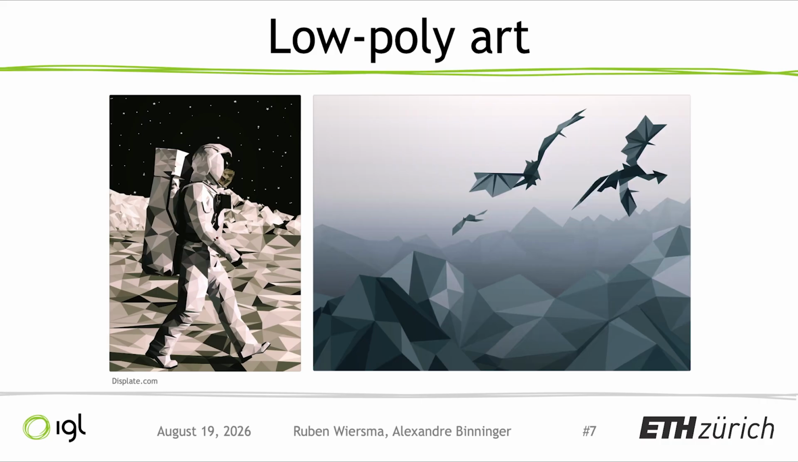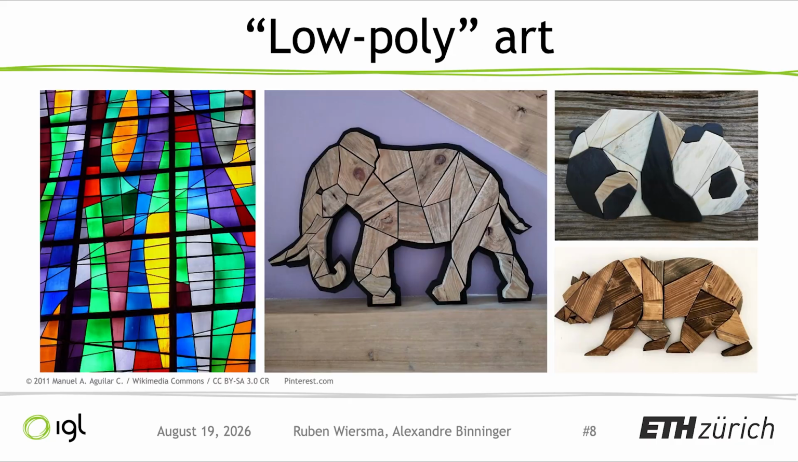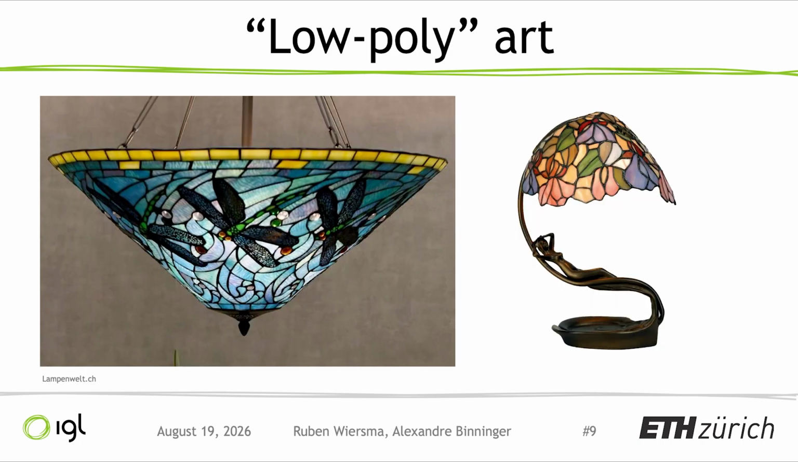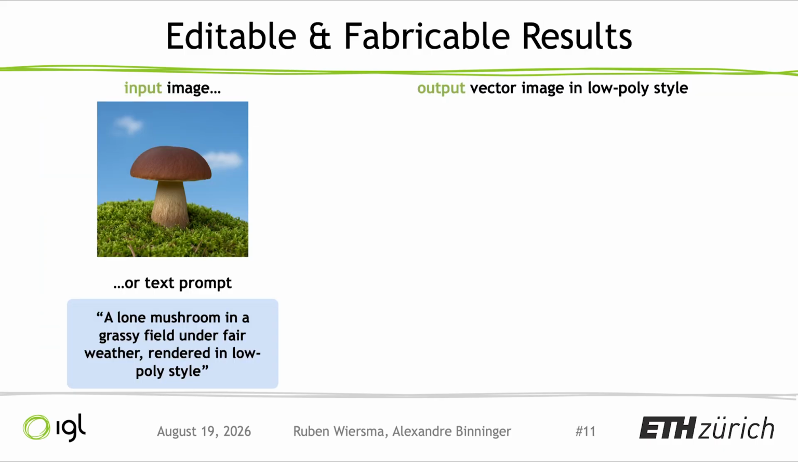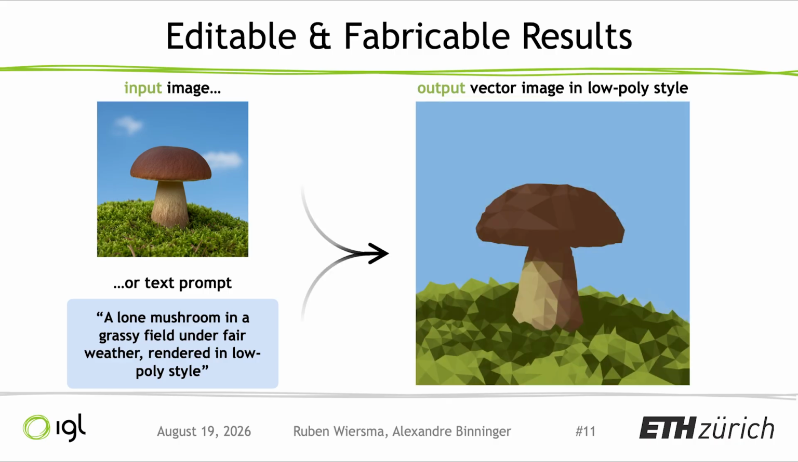These images use only polygons, often triangles, at low counts, and their faces are then colored with flat shading. Outside of digital art, this is widely used in fabrication. For example, simple facets with limited materials are used in stained glass, woodworking, Tiffany-style glasswork, and embroidery. So our task is as follows. We're given an input image and/or a text prompt, and then we want to output a low-poly vector graphic.